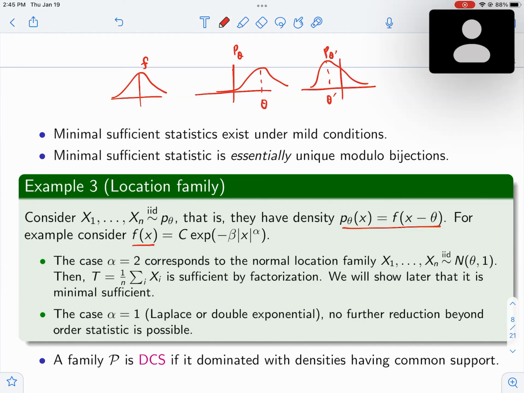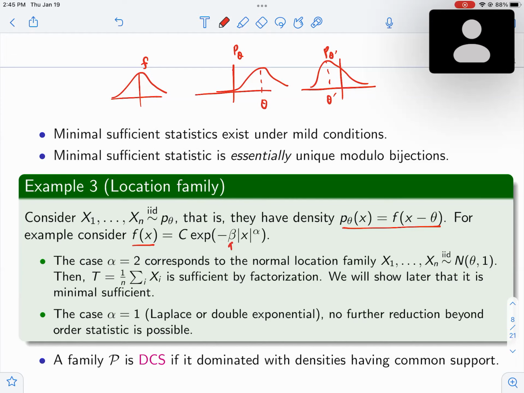I hope everyone understands that this operation just moves things around, it just shifts the function. This is called a location family because the meaning of the parameter is the location of something. And this is the general form that I'm going to consider. This C is the normalizing constant. Alpha is a measure of the spread.